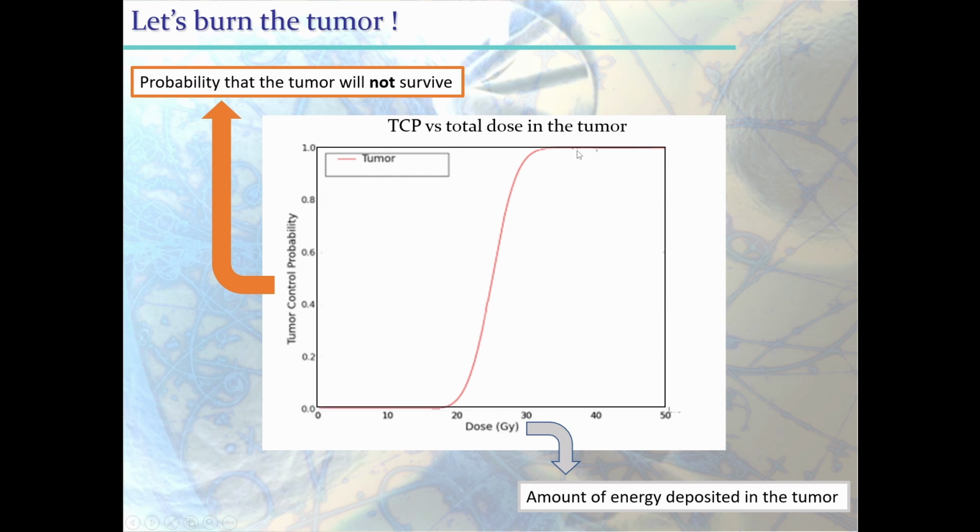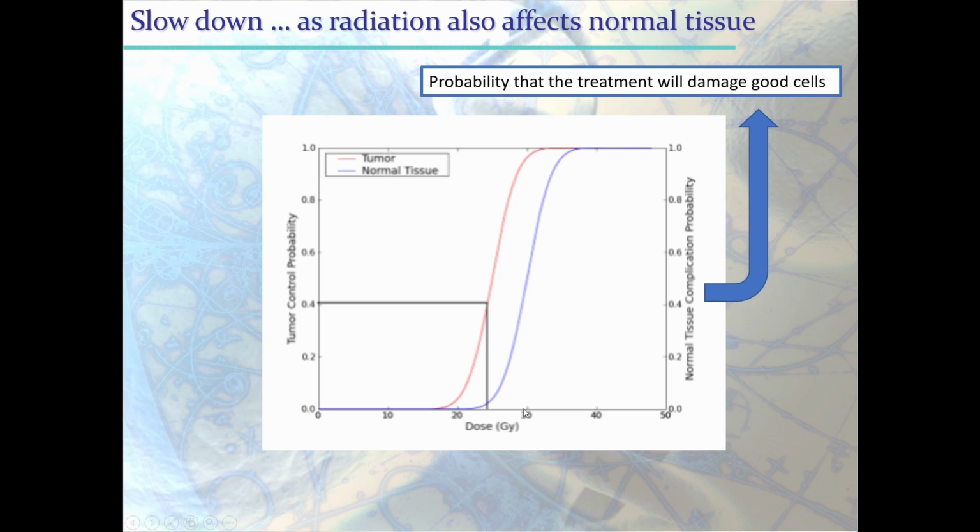So it's good. Let's burn the tumor. Let's put a maximum of dose in the tumor. Well, you have to slow down a little bit and look at the way normal tissue will be affected by the treatments you want to deliver. And on the other side, you see the normal tissue complication probability, which is the probability that the treatment will damage the good cells. And you see, it's also a sigmoid function going from 0, everything is fine, to 1, everything goes wrong. And both sigmoids look alike, and they are very close. They are parallel, let's say. So there is a small window in between, and you have to go through compromises.